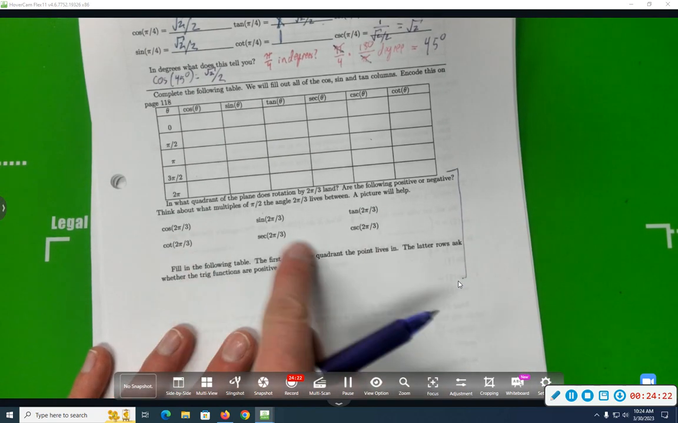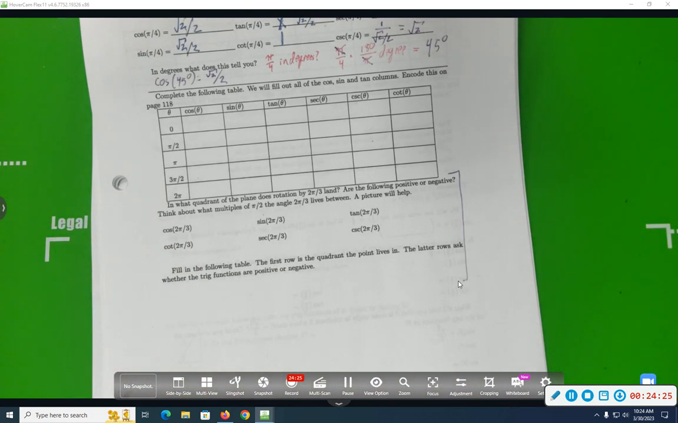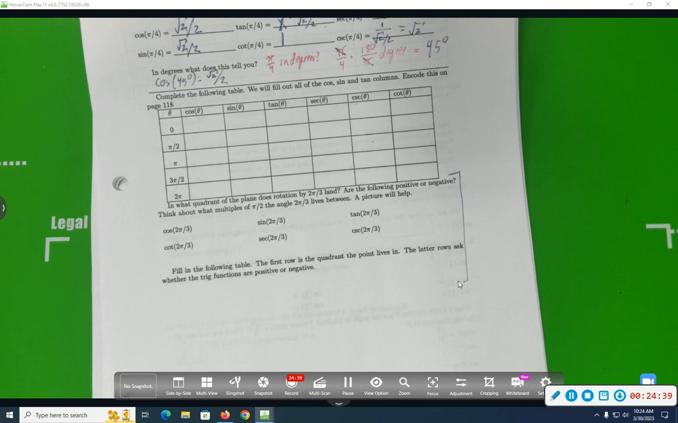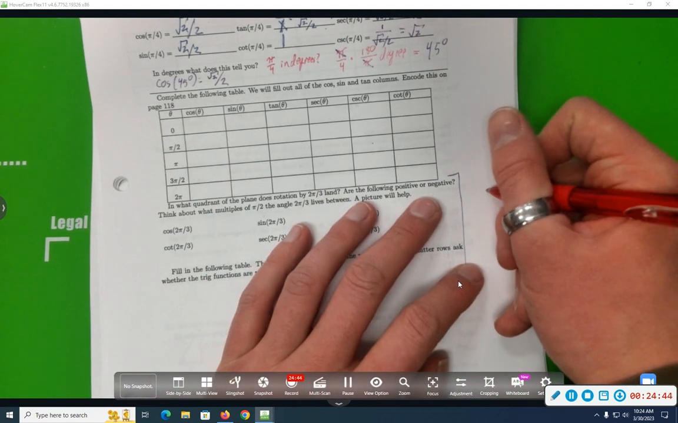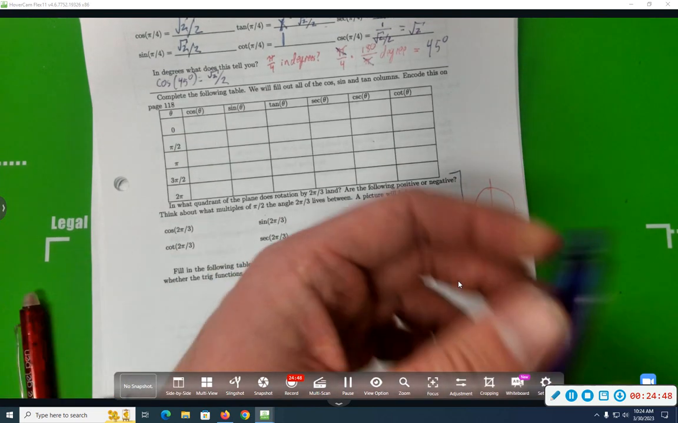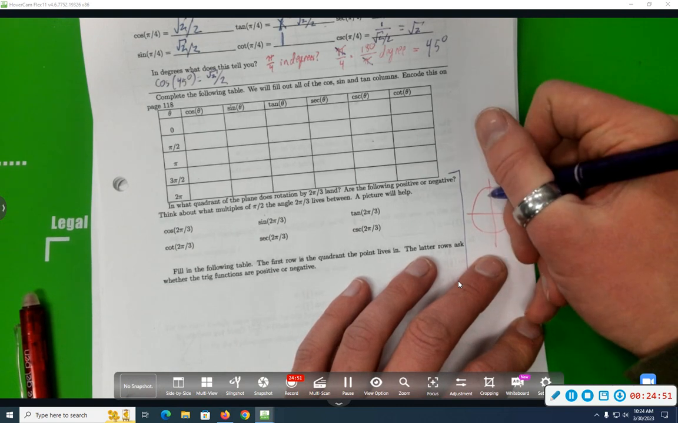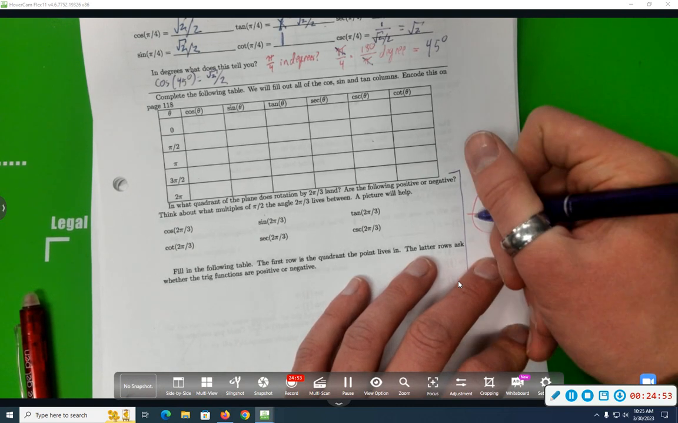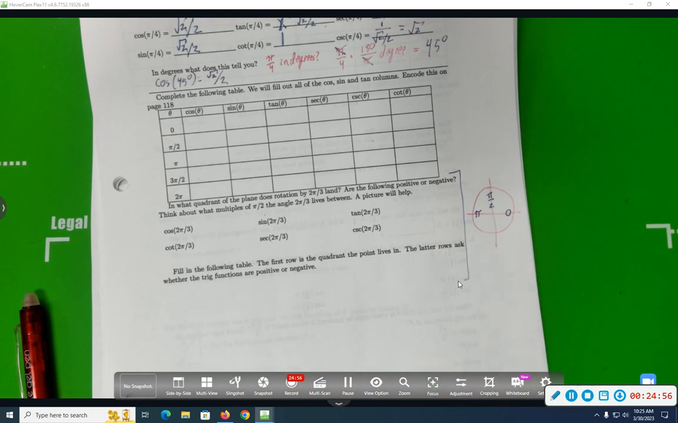So here are a bunch of trig functions evaluated at 2 pi over 3. This exercise is just going to have us decide whether these things are positive or negative, not figure out what they're actually equal to. So, in order to do that, let's figure out what quadrant 2 pi over 3 lives in. And let's do that by drawing a picture of the unit circle. So I know that this angle is 0 radians, this angle is pi over 2 radians, and this is an angle of pi radians.